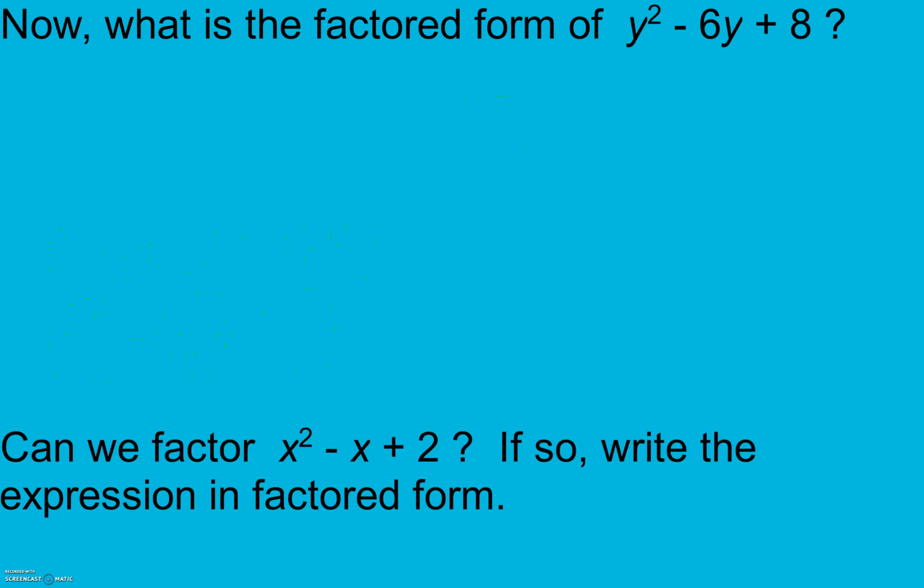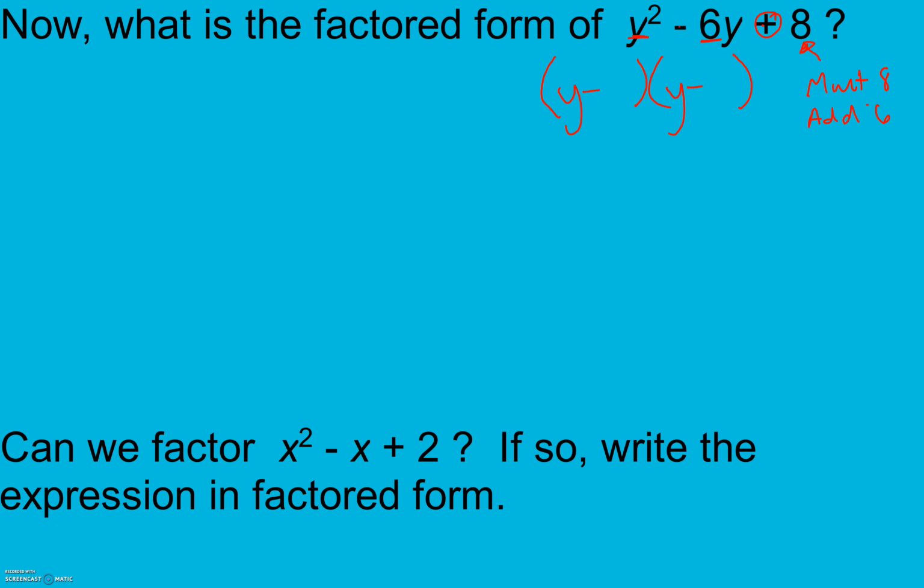Now, feel free to pause here and give this a try if you'd like. We're going to try and multiply to 8 and add to 6. I know it's a negative 6, but we'll worry about that in our signs. So my framework here is where my negatives come into play. To multiply to y squared is y and y. Here I have a sum, so same signs, and they're both going to be negative because my sign in the middle is negative.